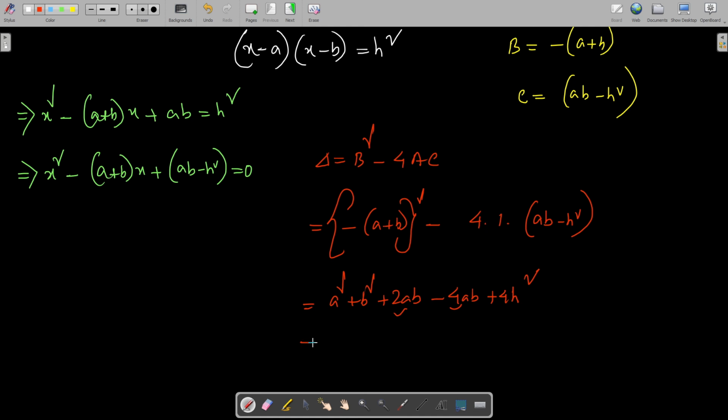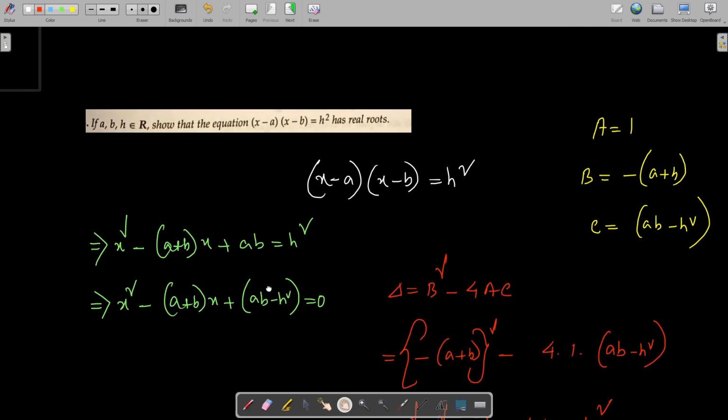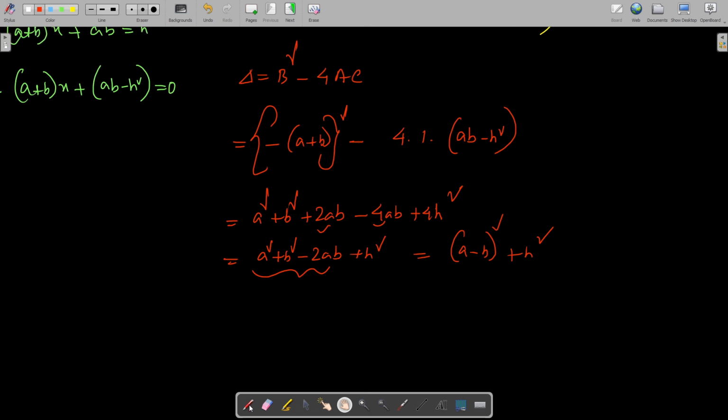2ab minus 4ab, we will get a square plus b square minus 2ab plus a square. This part will be what? It will be simply a minus b whole square plus 4h square. Now see, in the equation it's given a, b and h belongs to real numbers. No matter what real numbers you put in place of a and b, since it's a square, even if it's a negative value, we will always get a positive number out of it. Similarly, it should have been 4h square, yeah.